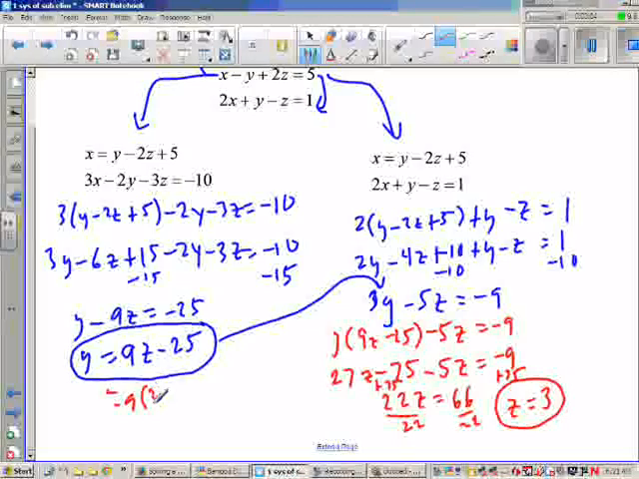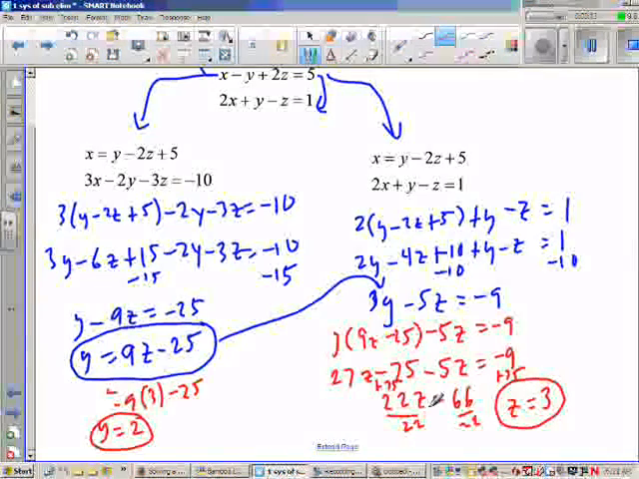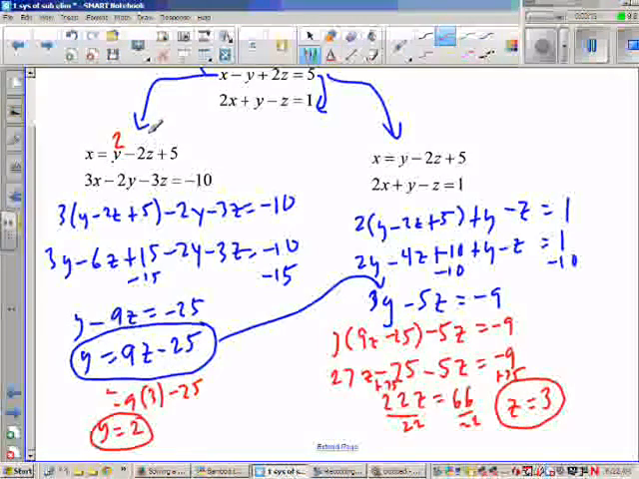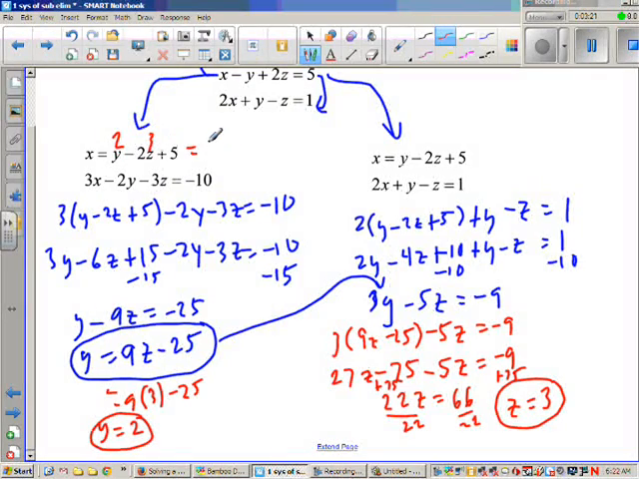Okay, now I can come over to this equation. 9 times 3 minus 25. That's 27 minus 25, so I get y equals 2. And now that I know y and z, I can plug that into this equation that I've already rewritten. I put 2 there and a 3 here. I'll get 2 minus 6 plus 5. That's a 7 minus 6, so that's a 1.